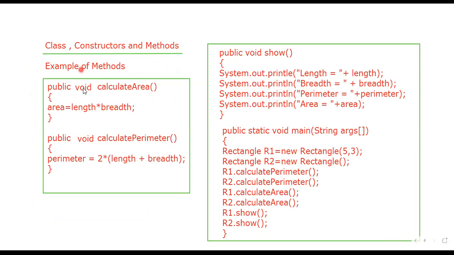Then we have the examples of methods of the Rectangle class. Ma'am, here you removed static and wrote void. What is the reason?